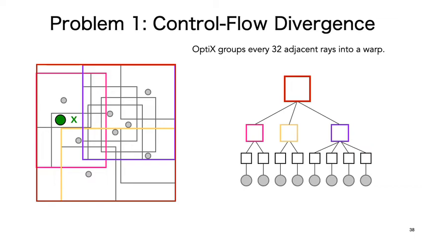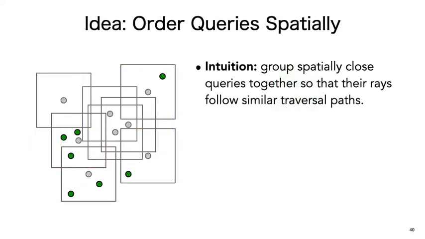The first reason is control flow divergence. And the problem is that OptiX will inherently group every 32 adjacent rays into a warp. And if these adjacent rays are spatially apart, they are going to be exercising different nodes of the tree, creating control flow divergence. For instance, query X is going to be exercising these nodes, and query Y is going to be exercising these nodes. And as a result, we might have lots of control flow divergence, which is bad for GPU performance.